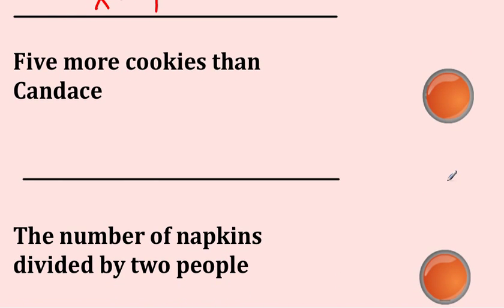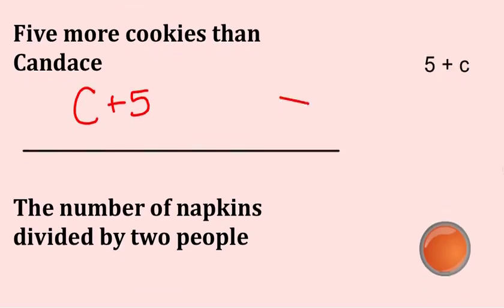I have 5 more cookies than Candace. 5 more cookies than Candace. So what do I want to know? I want to know how many did Candace have. I'm going to add 5 more to that, and I'm going to figure out how many I have, because it's 5 more cookies than Candace. Now, yes, there are some other ways that you could look at this. I'm not even going to write them down to confuse you right now, but I want just to have 5 more cookies than Candace. So I'm going to take Candace's cookies plus 5.